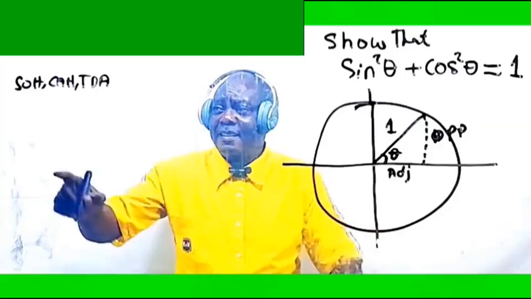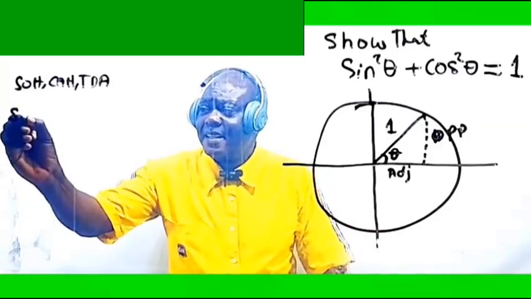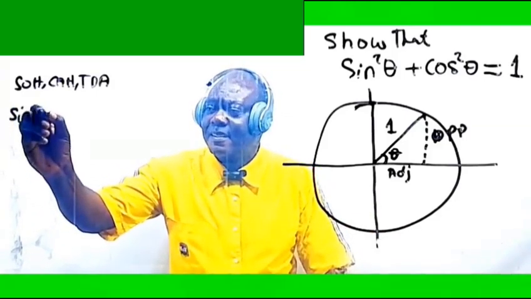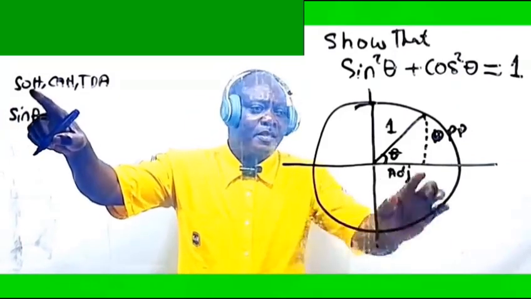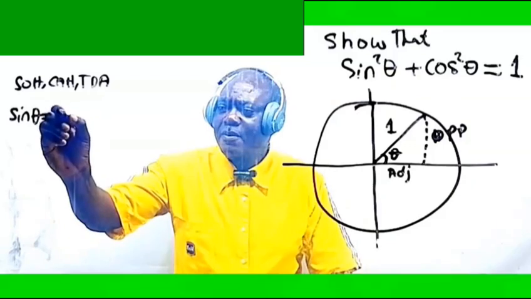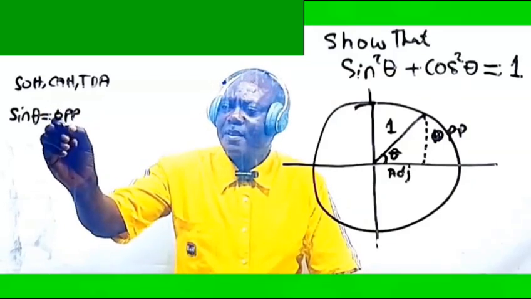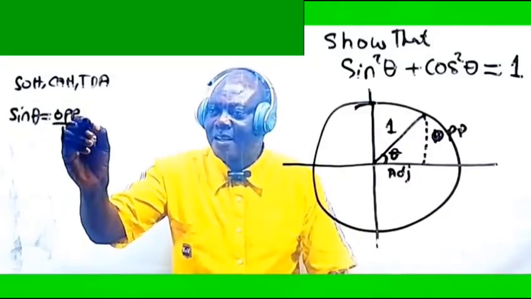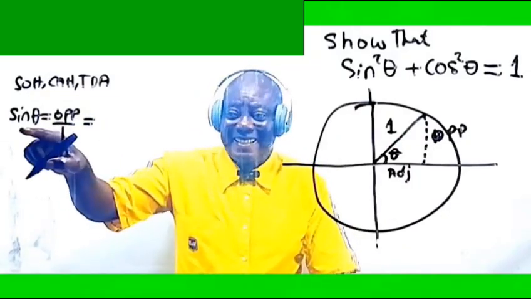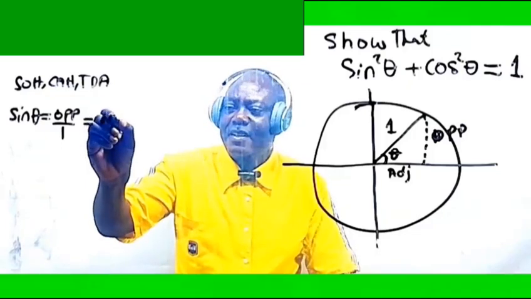For this triangle here, sine theta is equals to opposite. What's the opposite here? OPP over hypotenuse, which is 1. And therefore, our sine here is the opposite.